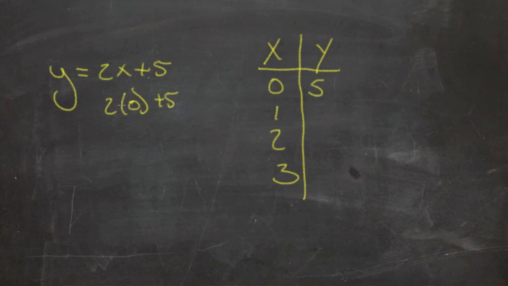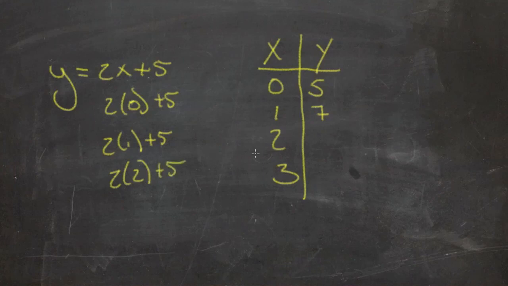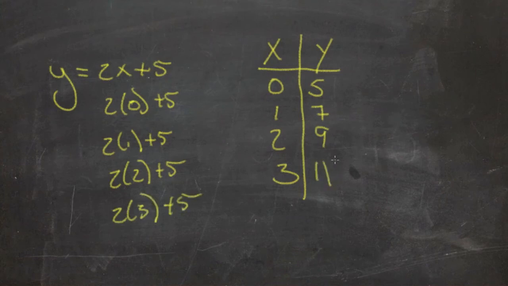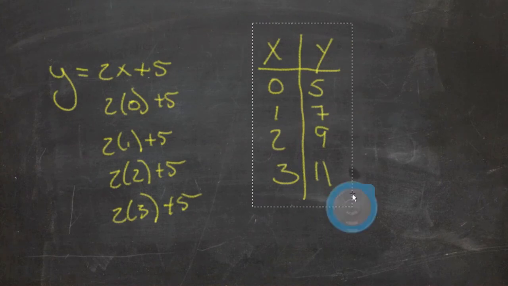When x is 1, we get 2 times 1 plus 5, so that's 7. When x is 2, we get 2 times 2, that's 4, plus 5 is 9. And then when x is 3, we get 2 times 3, that's 6, plus 5 is 11. So we have this set of values here: 0, 1, 2, 3 for x and 5, 7, 9, and 11 for y.